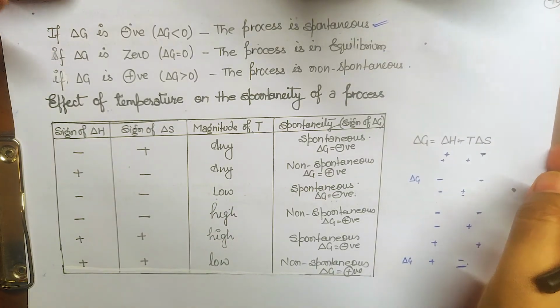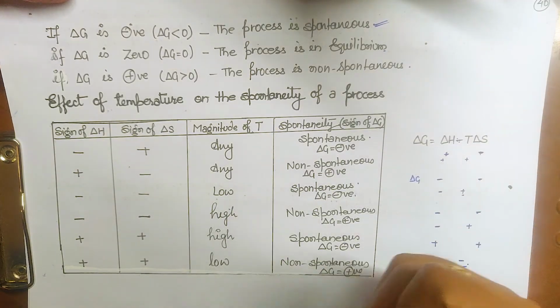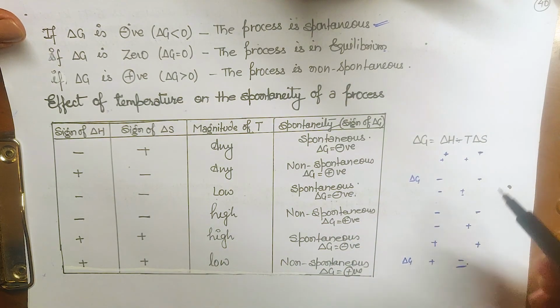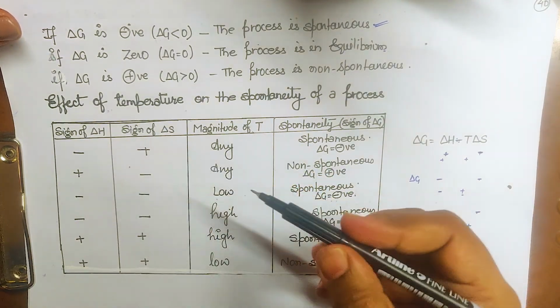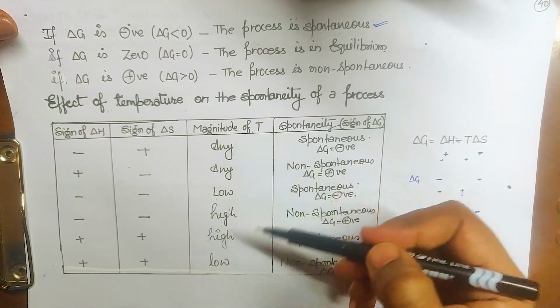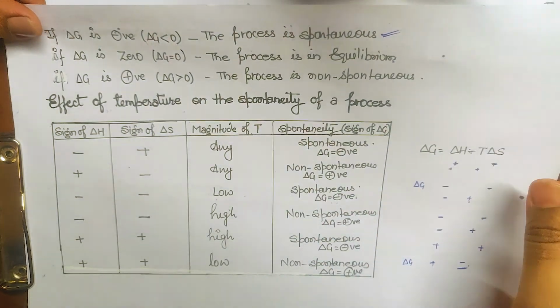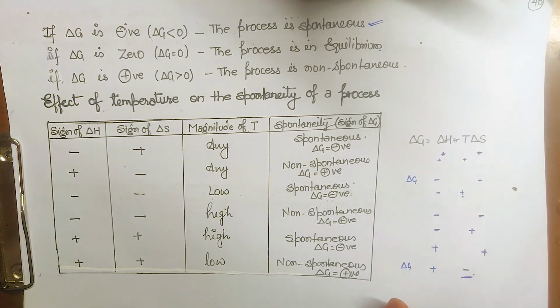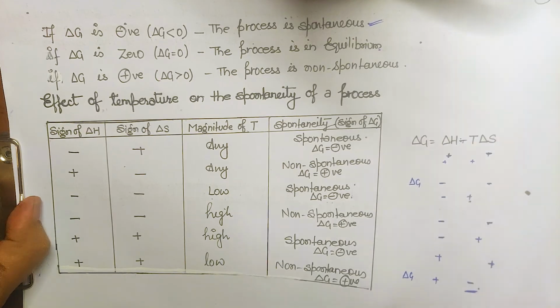Morning class. So yesterday we have done all this, delta G is equal to delta H minus T delta S, and we understood at what temperature we have to keep it so that the reaction will be spontaneous or non-spontaneous. So now we will have some questions. We will do some questions and then we'll move to the next thing.